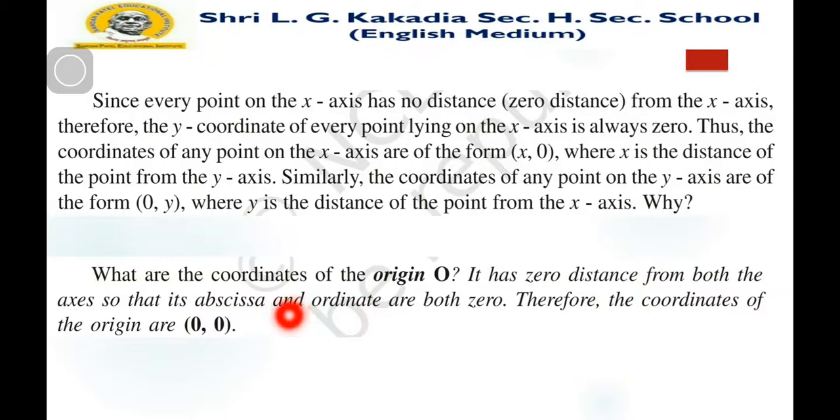That is, abscissa means the coordinate of the x axis and ordinate means the coordinate of the y axis. Here it is the x-axis and it is the y-axis.